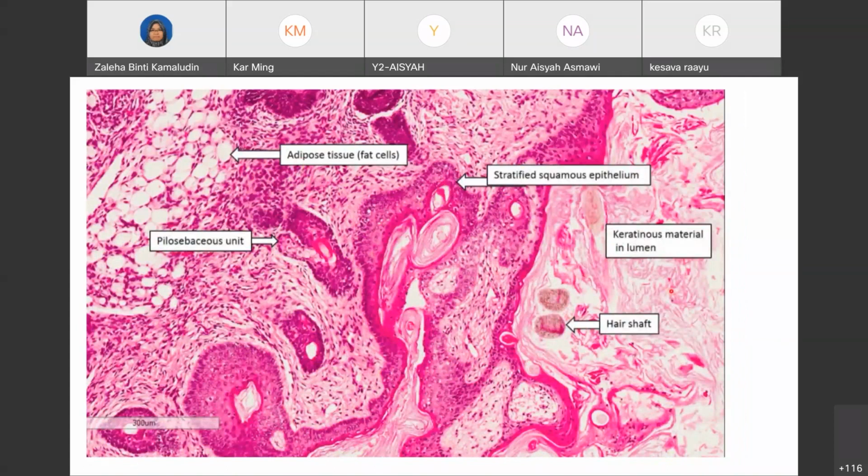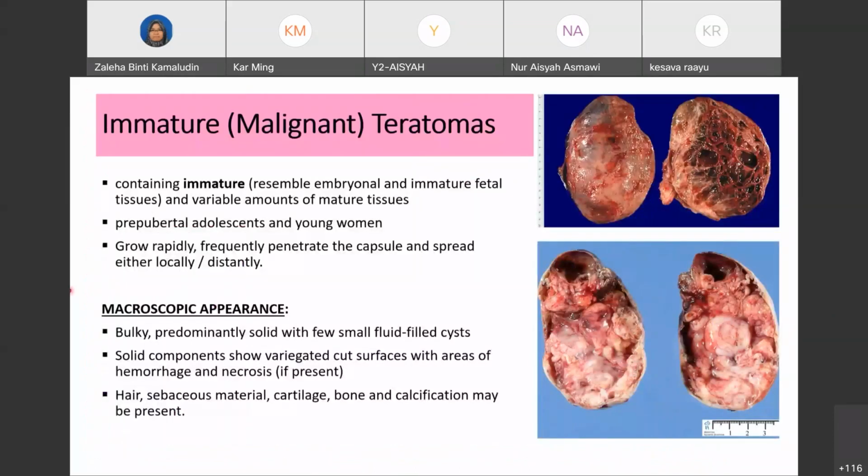And this is the one that you see showing the sebaceous-like material, the yellowish color. That's actually the keratin material under microscopy.